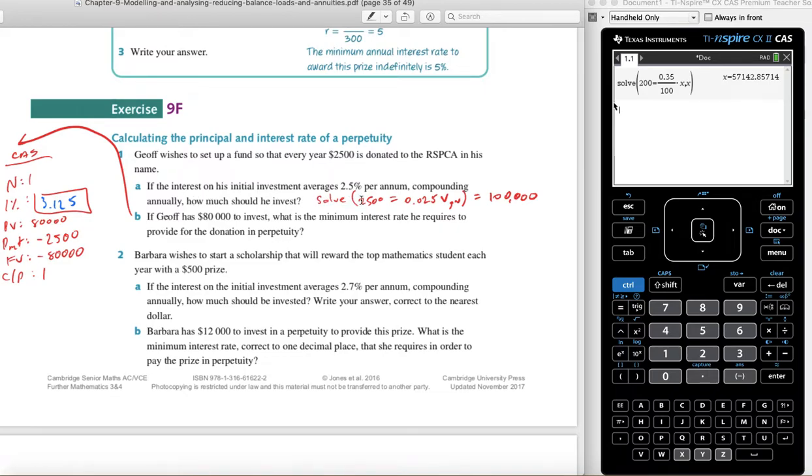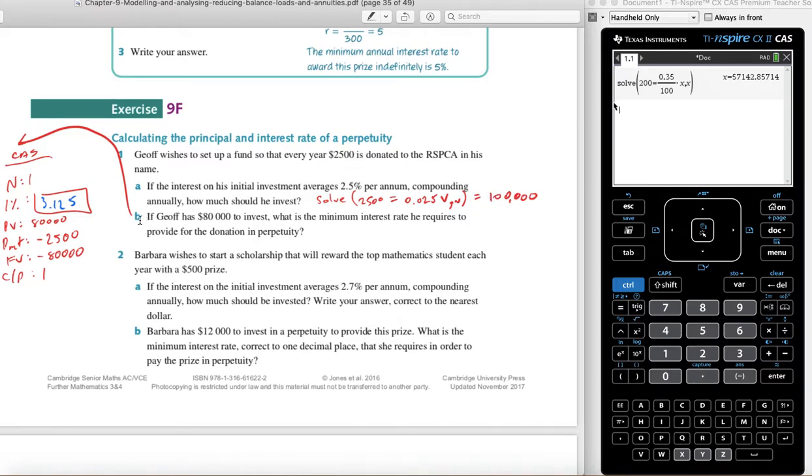So once again, I've done that same thing there, and this is a different type of solve function I've done. I want 2,500, but you'll notice here I've already worked out the 2.5% divided by 100, and I put it there, okay? And I've multiplied it by V. Want to solve it for V, it gives me $100,000. So that's how much he'll need.